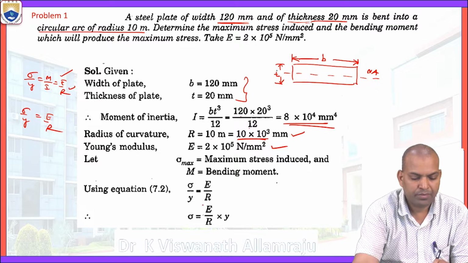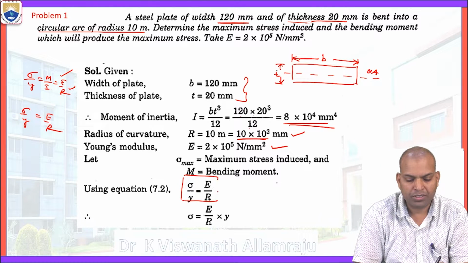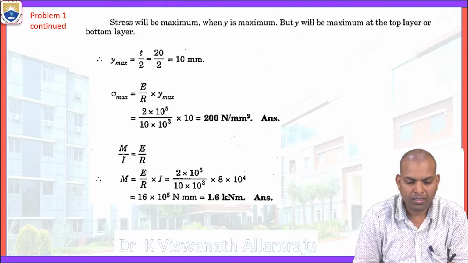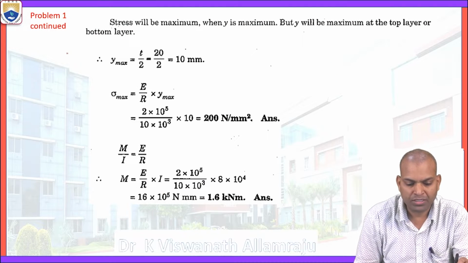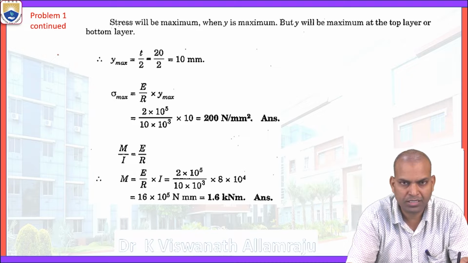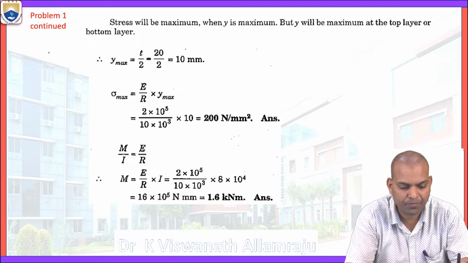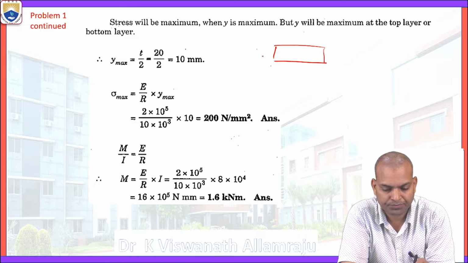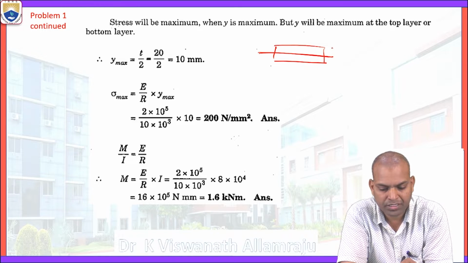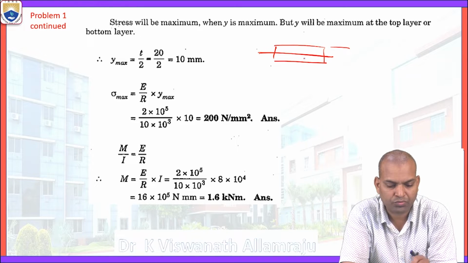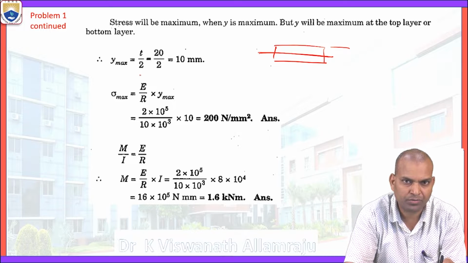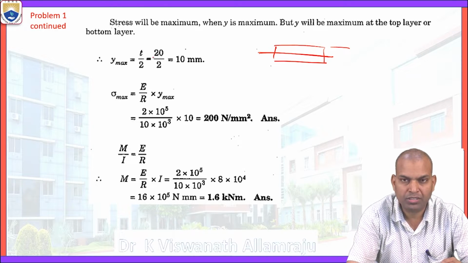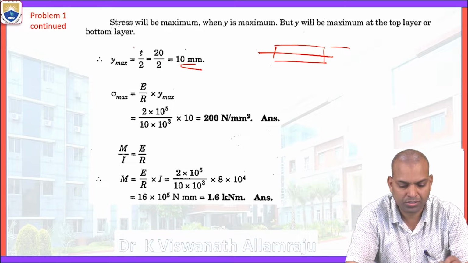We know the relation sigma by y equal to E by R, that is sigma equal to E by R into y. Now what is the y maximum here? If it is y maximum, then sigma becomes sigma maximum. The y maximum is measured from the neutral axis: when y equal to t by 2, y becomes y maximum. The thickness is 20, so t by 2 is 10 millimeters.